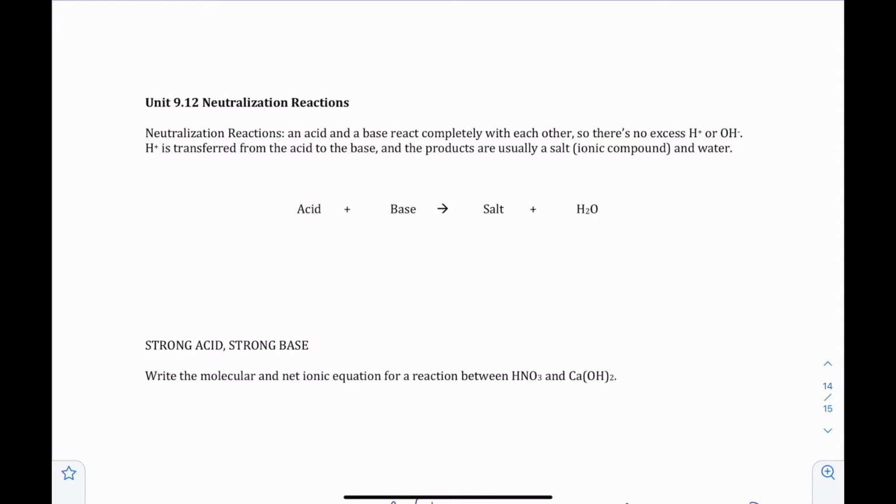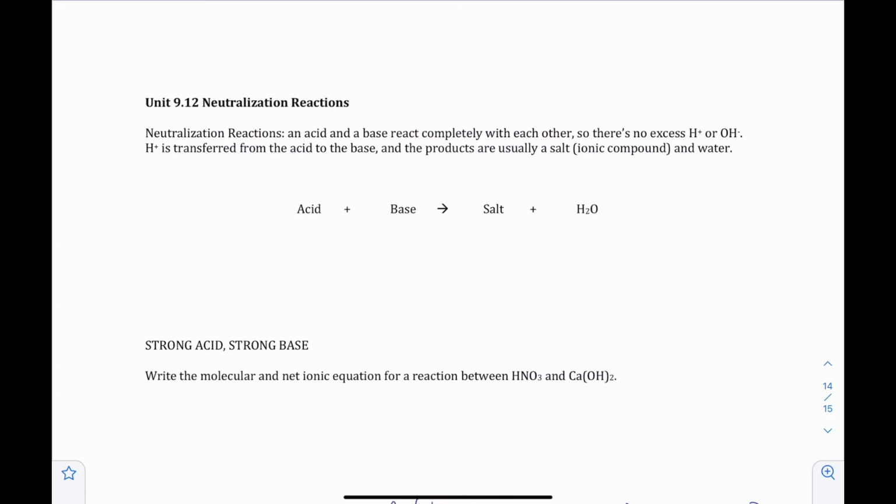Neutralization reactions occur with an acid and a base, where the acid donates a proton and the base accepts it. So H+ is transferred from the acid to the base, and the products can be a salt, or an ionic compound, and water. Salt and water are both neutral, so it's called a neutralization reaction because you start out with an acid and a base in your reactants, and you end up with neutral products.